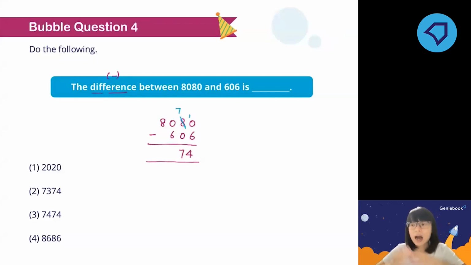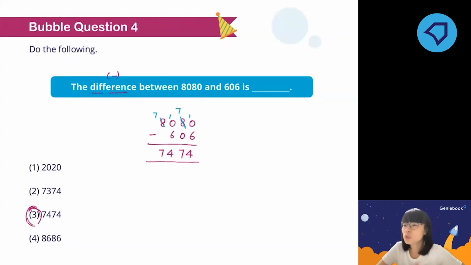And then again, in the hundreds place, 0 cannot minus 6. So let's do a regrouping again. Okay, so regroup from the thousands place, you have 7,000. Now you have 10 hundreds. So 10 minus 6 will give you 4. 7 minus nothing will give you 7. So in this case, you will have 7,474. So the answer would be option number 3.